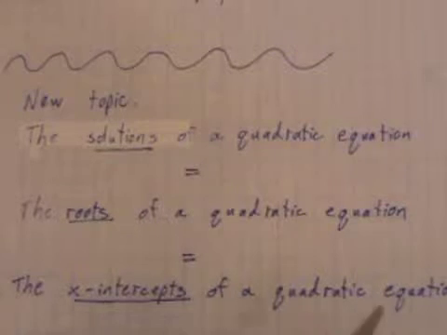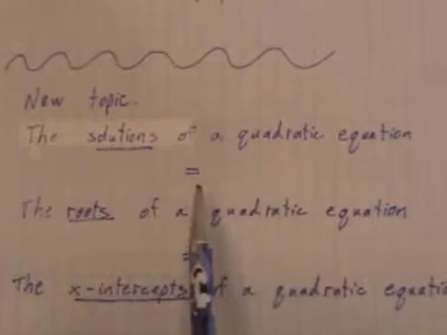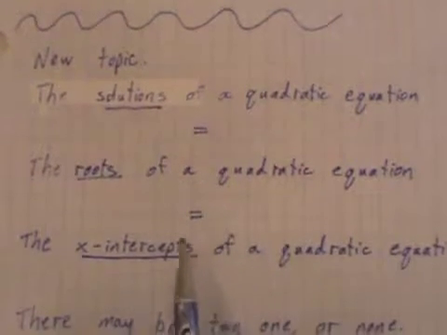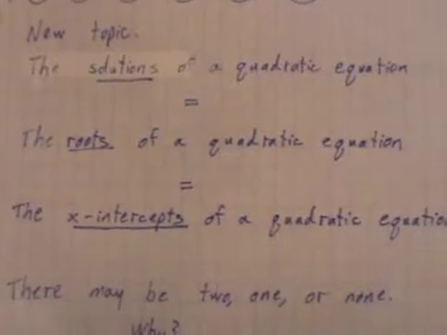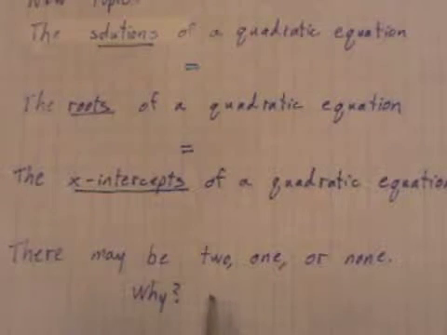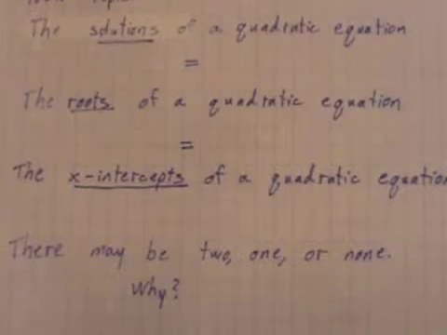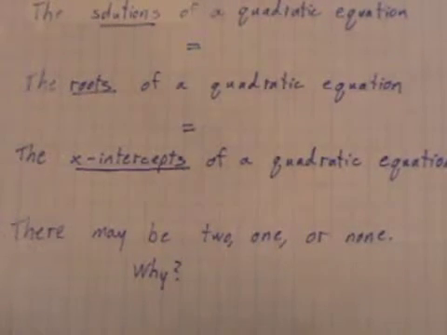Okay, new topic. The solution of a quadratic equation is the same thing as the roots of a quadratic equation, which is the same thing as the x-intercepts of a quadratic equation. There may be 2 solutions, 1 solution, or no solution. Why is that? Oh, and I'm going to leave you with something else just to think about.